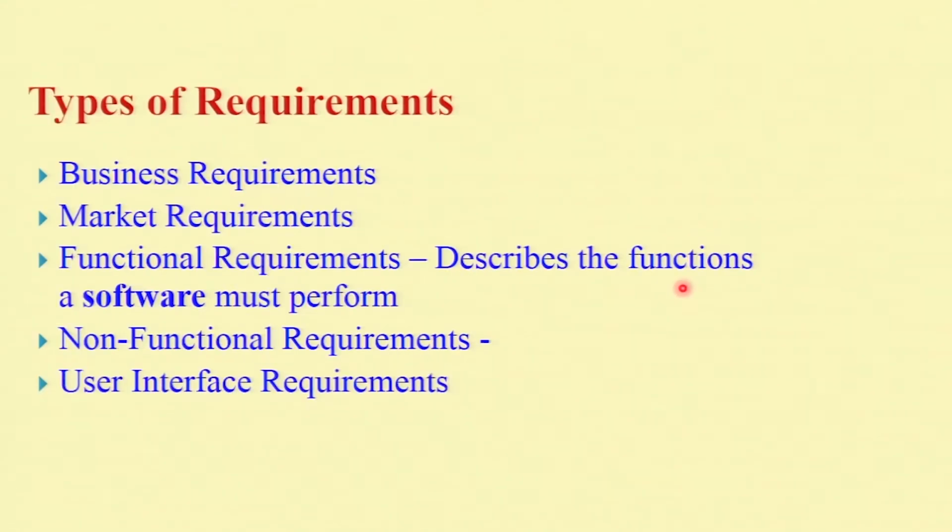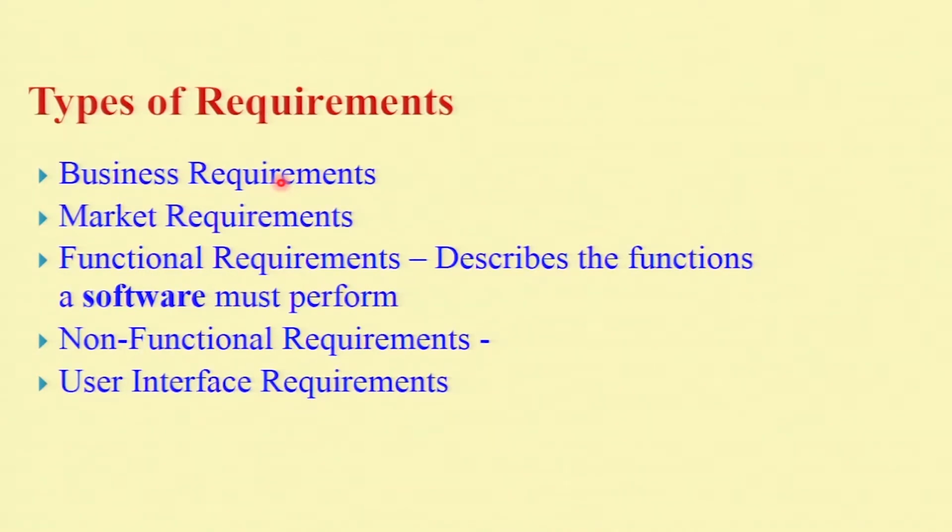Then let us see the different types of requirements. The requirements are classified into business requirements, market requirements, functional requirements, non-functional requirements and user interface requirements. So what is a business requirement? Business requirement is concerned with strategic planning: whether it is feasible to do the business, what profit you get after completing this particular software, how much profit my organization will get, what turnover is expected, and how much funding I need before the customer gives me the amount. Those things come under the business requirement.